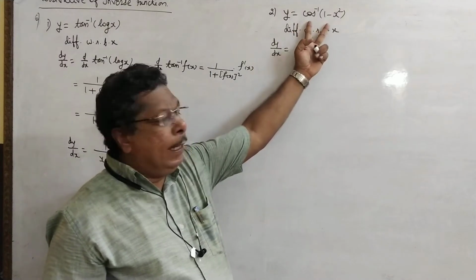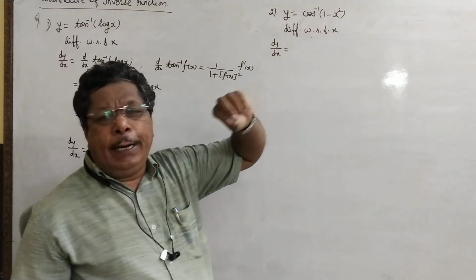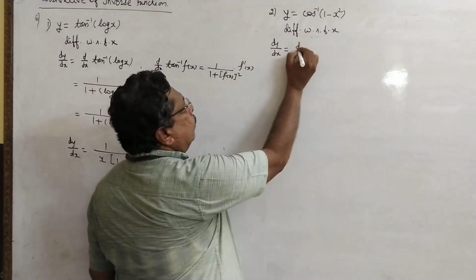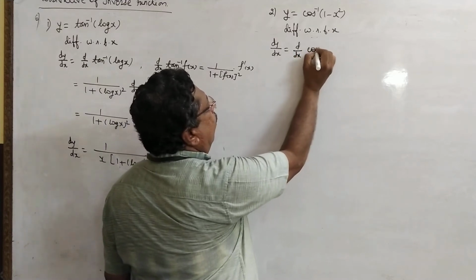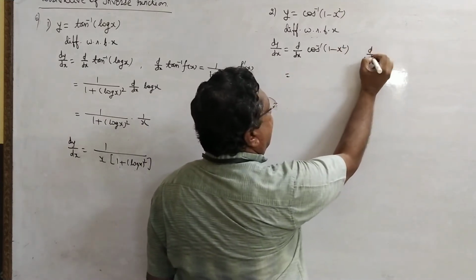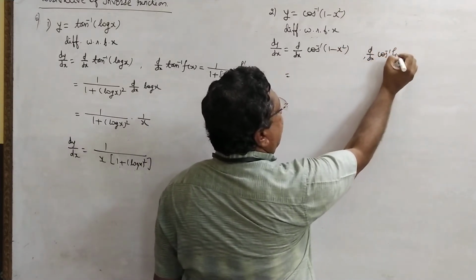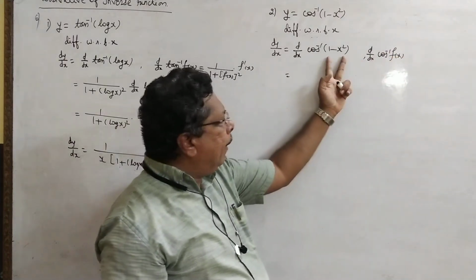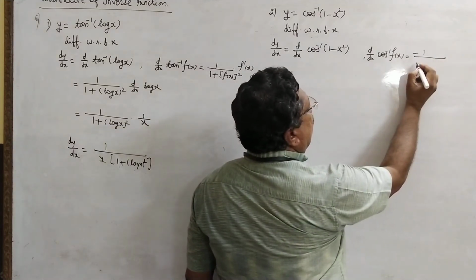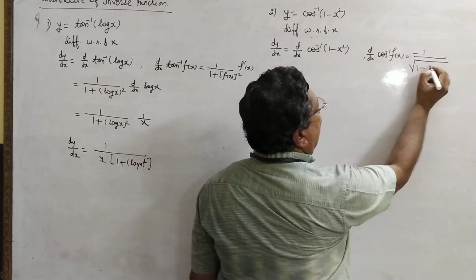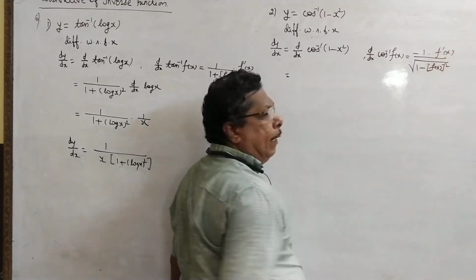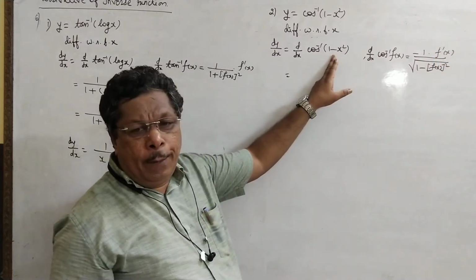Now here use the formula, derivative of cos inverse fx. We know that derivative of cos inverse x is minus 1 upon under root 1 minus x square. So the same formula is applicable here. Derivative of cos inverse 1 minus x square. Which formula is applicable? Derivative of cos inverse fx. What is fx? Fx is equal to 1 minus x square. Derivative of cos inverse fx is minus 1 upon under root 1 minus fx square into f dash x. Here fx is equal to 1 minus x square.